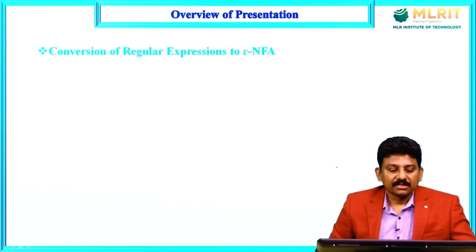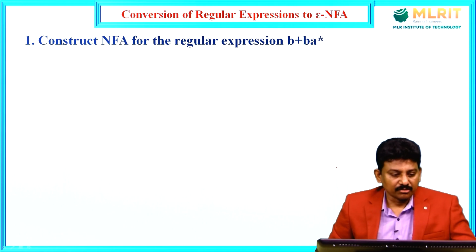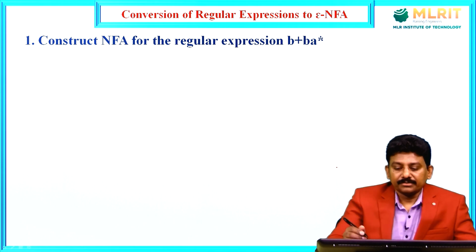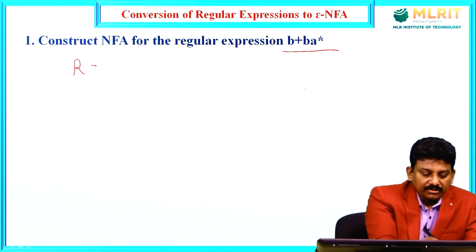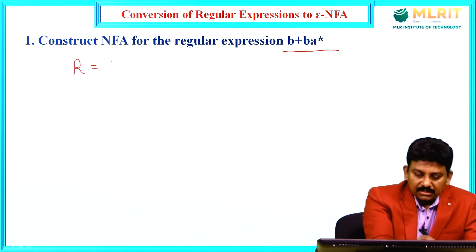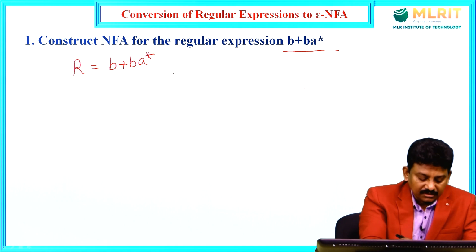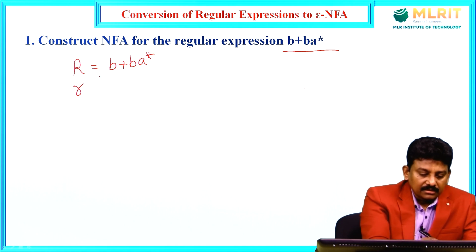Today's topic is conversion of regular expressions into epsilon NFA. The first problem: construct NFA with epsilon for the regular expression B plus BA star. The given regular expression is B plus BA star, so I can write R1 is equal to B, R2 is equal to BA star.